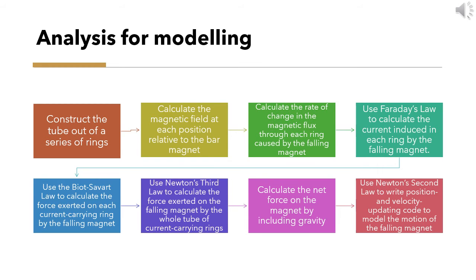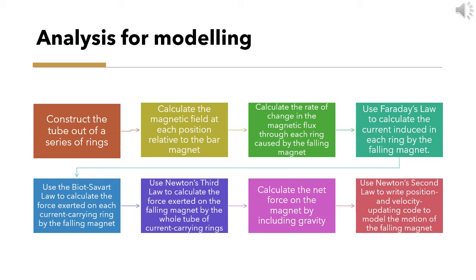And now to discuss how I created the model. Firstly, I modeled the tube as a series of rings. Then I can calculate the magnetic field at each position relative to the magnet. From there, I can calculate the magnetic flux for each ring caused by the magnet. Then, by using Faraday's law, I can calculate the induced current in each ring.